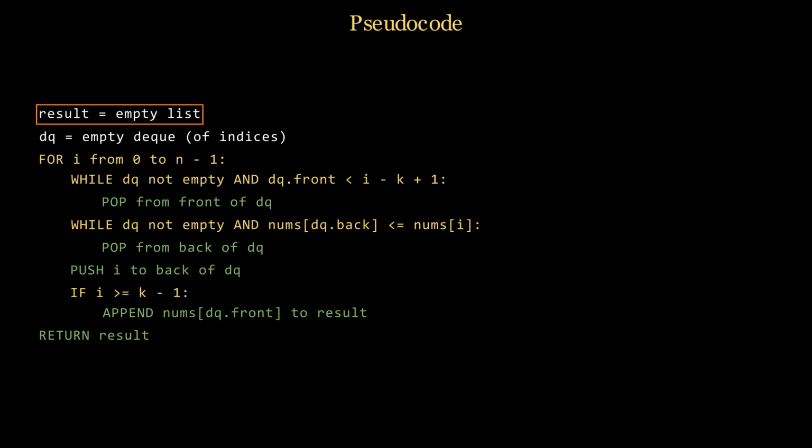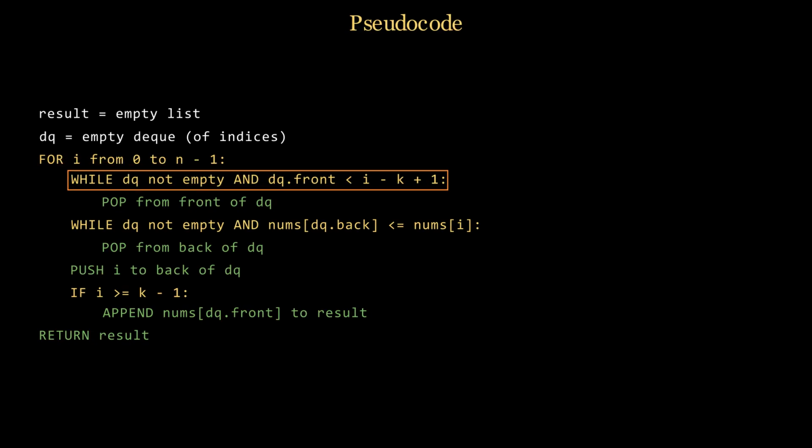Pseudocode for sliding window maximum with a monotonic deque. We maintain a deque of indices in decreasing order of value, the front is always the current window max. Initialize empty deque. For each index i from 0 to n-1.